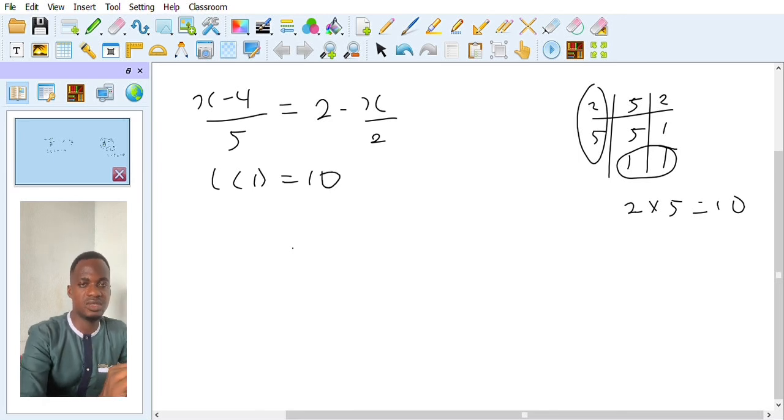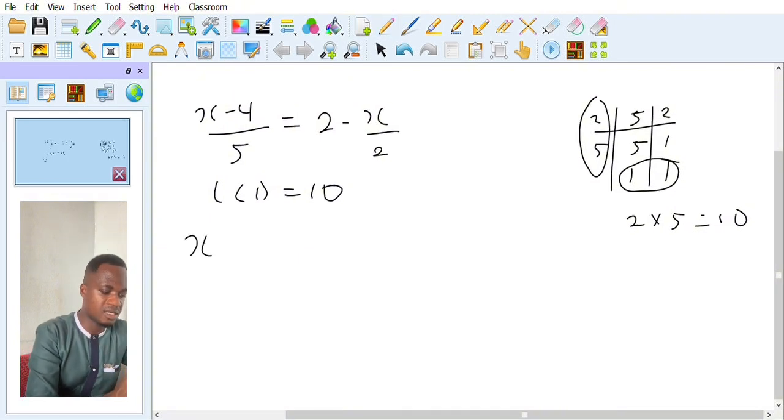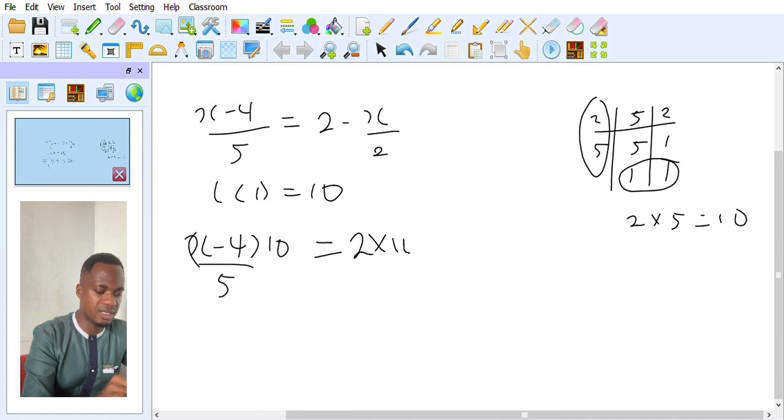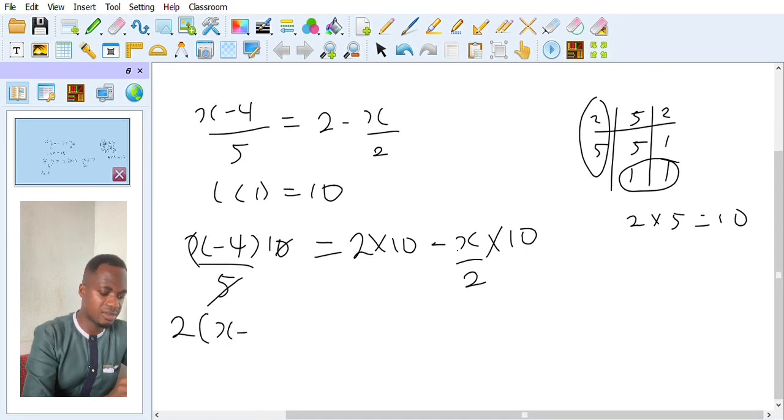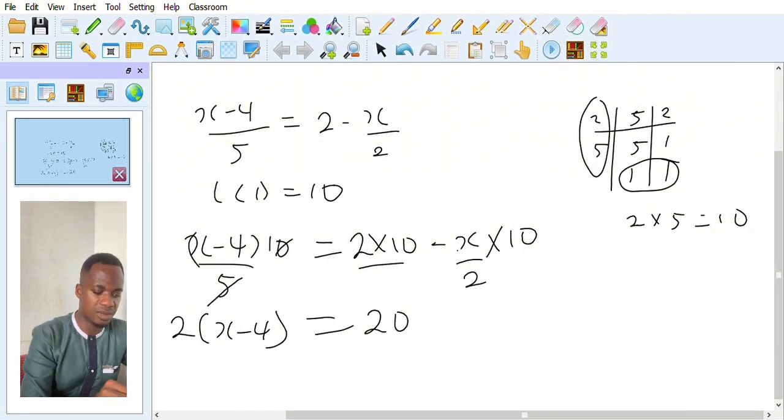The next step is to use this LCD to multiply through the equation. Each of the terms will be multiplied by 10. The first term is (x - 4)/5, which we multiply by 10. Same thing with 2 multiplied by 10, and same thing with x/2 multiplied by 10. 5 can divide 10 to give us 2, so we have 2(x - 4) is equal to, here 2 times 10 is 20, and here 2 can divide 10 to give us 5. 5 times x will give us 5x.